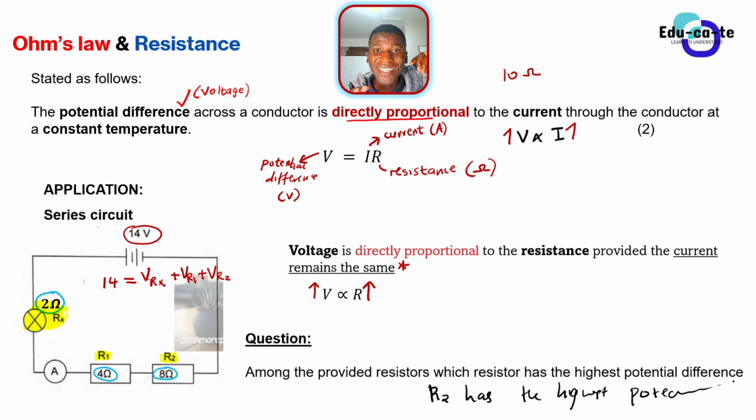So we apply this on a series circuit only. This V is directly proportional to R. We apply it on a series circuit because on a series circuit, we know that the current remains the same, or the current remains constant, okay? On a series circuit, the current is remaining the same because Rx, R1, and R2 have got the same current going through them. They are receiving the same total current from the battery.